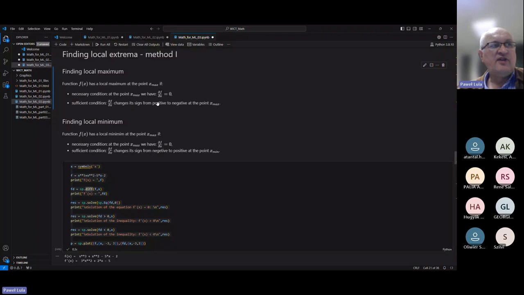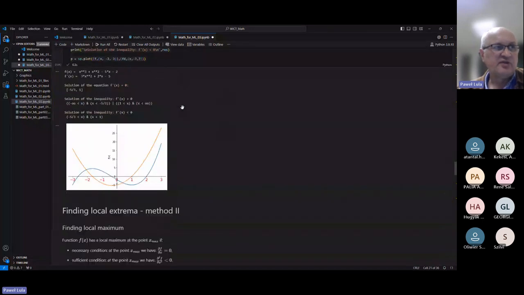The first derivative changes its sign from positive to negative at this point. So the first point in which the first derivative is equal to 0 is here, minus 1.7. And at this point, the first derivative changes its sign from positive, because here these values are positive, to negative, because here these values are negative. So yes, our answer is yes.